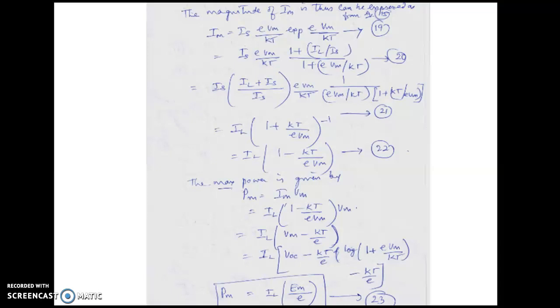From equations 19 and 20, on simplification you get the 21st equation, and if 21 is further simplified, you get 22. So the maximum power is given by Im into Vm. Substitute the values of Im and Vm. You'll get Vm in terms of the current. This is the equation we get, the 23rd equation.